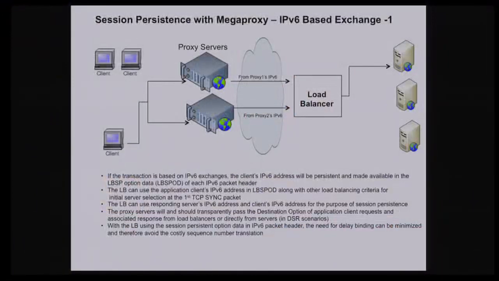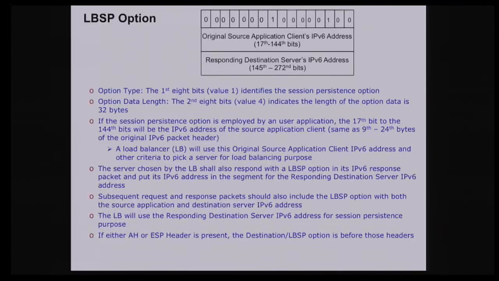However, in the IPv6 world, we can have something called the destination header, so that when the packet is sent to the server or to the VIP of the load balancer, it will include the destination option. And there are two fields in the destination option. One is the IPv6 address of the client. And the second field is the responding server's IPv6 address.